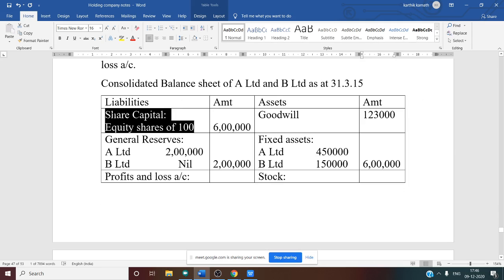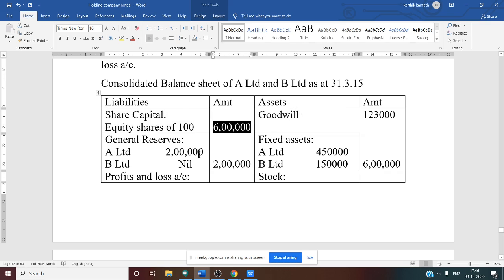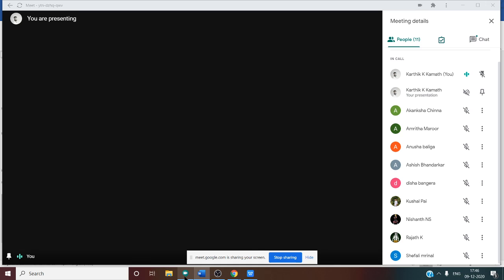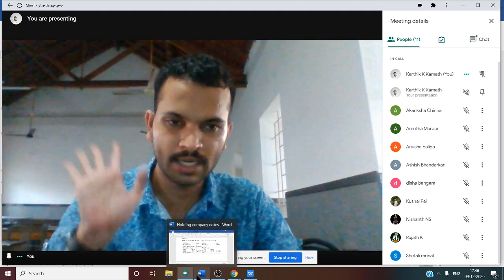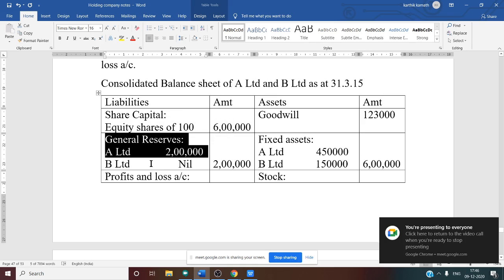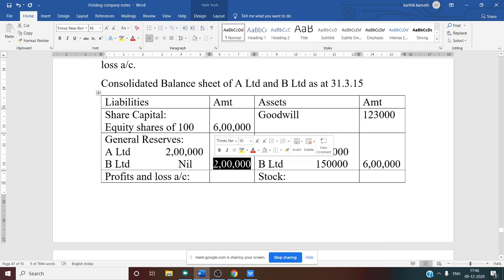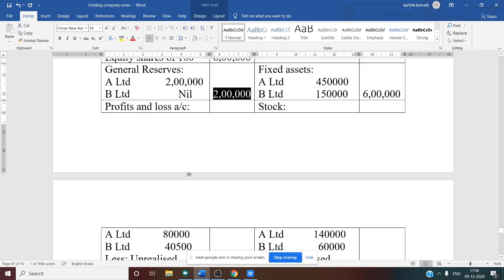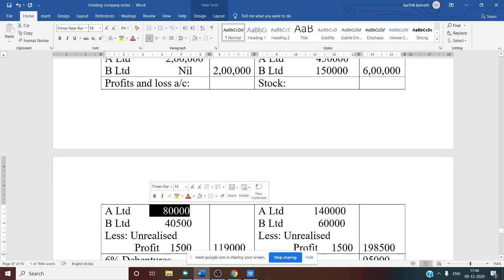Liability side, first one share capital. Share capital equity shares of 100, that is 6 lakh, and that too of the holding company only. So here holding company share capital we have to consider. Subsidiary company share capital we should not consider for the consolidated balance sheet. Next one, general reserve. Only one piece of information, A Limited, directly you can write that 2 lakh. Profit and loss account, if you see here, A Limited is 80,000. B Limited is not given in the question, but we have taken 40,500.